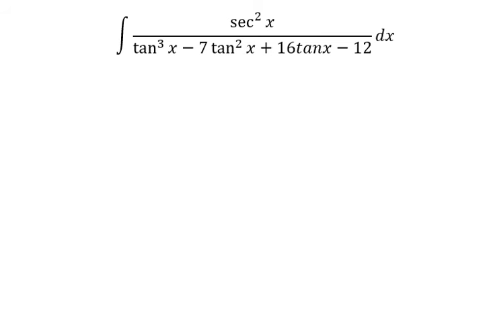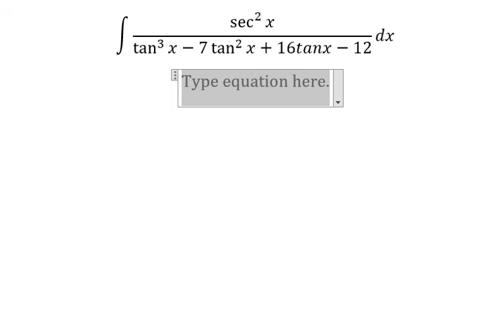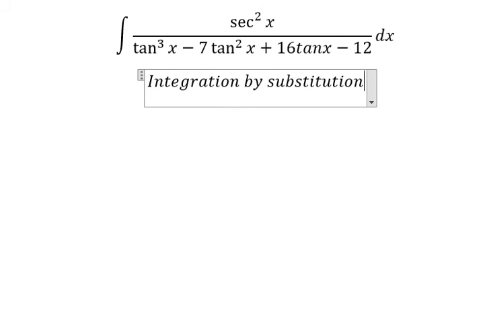Hello everybody, today I will talk about calculus. The topic today is about integration. Now I will show you how to answer. We need to use integration by substitution.